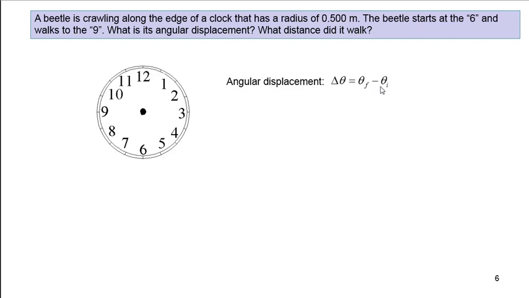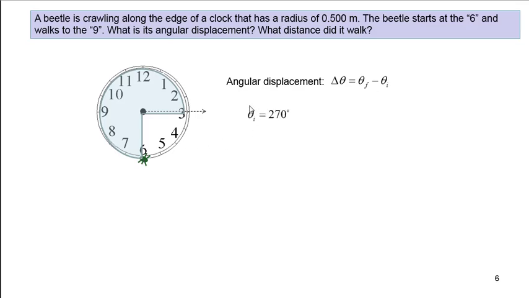So let's try to figure out what is theta initial and what is theta final. So we're starting at the 6. We always measure our angular position with respect to the horizontal, to the positive x-axis. And we always are going to be going counterclockwise when we measure that angle. So this is where the beetle initially starts. It's at the 6th position. So I need to figure out what is this angle that goes from that positive x-axis all the way around to here. What is that angle? Just in terms of degrees, I can tell that's 270 degrees because up to here would be 90, to here is 180, to here is 270 degrees.